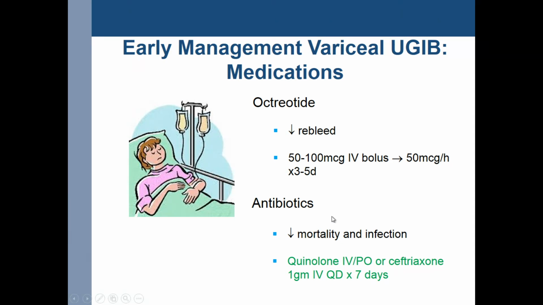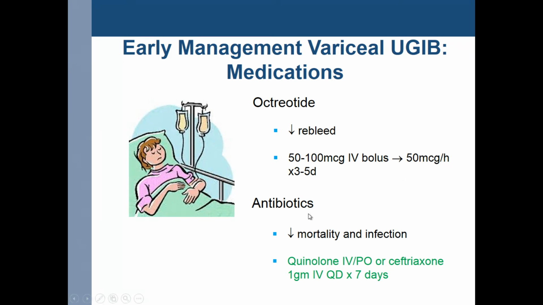Octreotide has been shown to decrease rebleeding in patients with variceal bleeding, although not mortality. And the dose given should be a 50 to 100 microgram IV bolus followed by a 50 microgram per hour drip for 3 to 5 days.